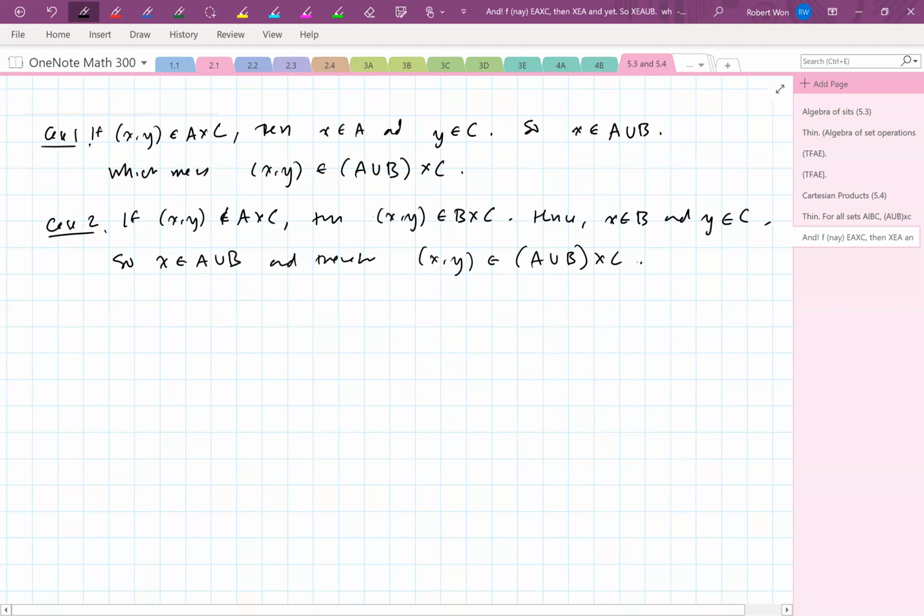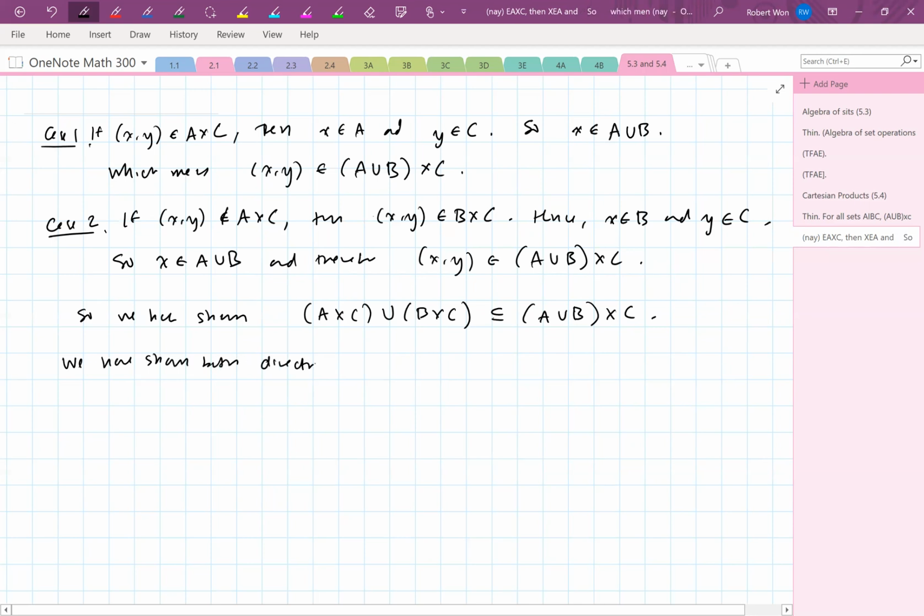So no matter what the case was, we saw that this ordered pair is in A union B cross C. So we have shown that A cross C union B cross C is a subset of A union B cross C. Okay, and now we have shown both inclusions. So we conclude that the sets are equal. Okay, so I've tried to give my reader every possible hope of understanding the proof by trying to be as clear as possible.